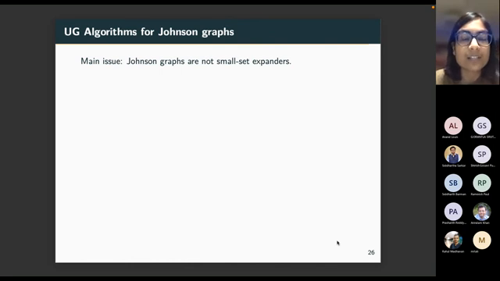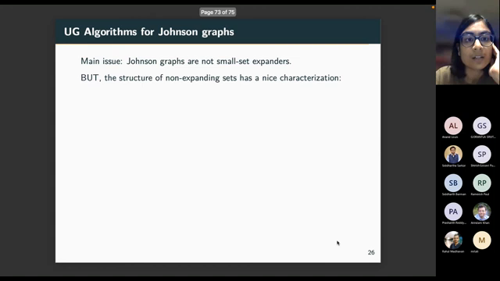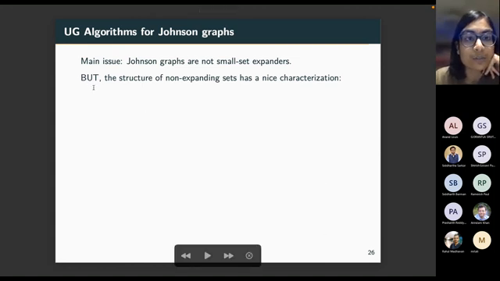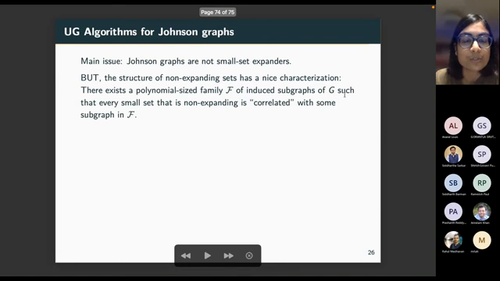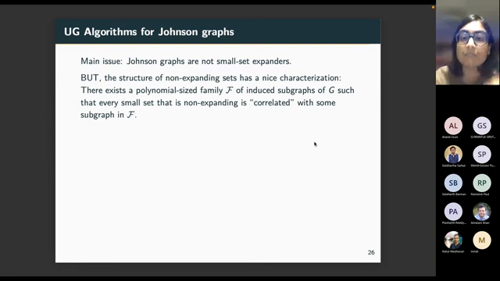And now I'll just say a few things about Johnson graphs. So firstly, Johnson graphs are not small set expanders. I had shown that basically if you have epsilon fraction of edges crossing, then there has to be a large component. That's the place where we used that the graph is a small set expander. But what happens if you're not a small set expander? Some recent work shows that the structure of non-expanding sets in the Johnson graphs has a nice characterization. So there exists a family of subgraphs of the Johnson graphs, such that if you are a non-expanding small set, then you have to be correlated with a subgraph in the family.